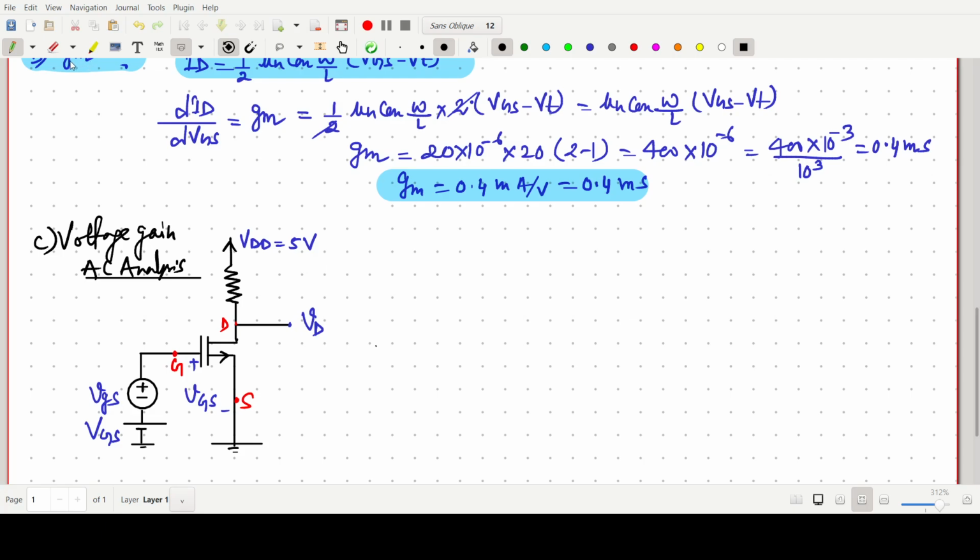For this purpose we will remove the DC voltages. This one is RD, having 10 kilo ohm. So we have to make VDD ground, and then this should also be grounded.